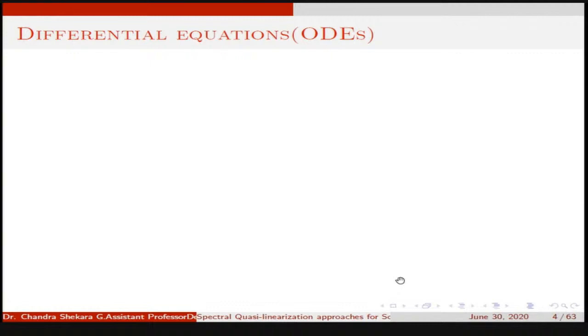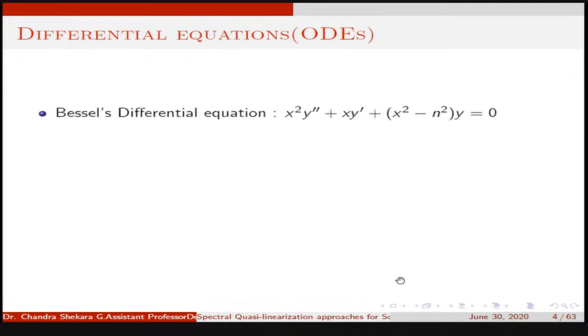While solving the Laplace equation in polar, cylindrical or spherical coordinates, we will get what is called the Bessel differential equation. You can observe that this is a linear differential equation with variable coefficients. So x square y double dash plus x y dash plus (x square minus n square) into y equal to 0 is called a Bessel differential equation of order n. This we can solve by using series solution technique.